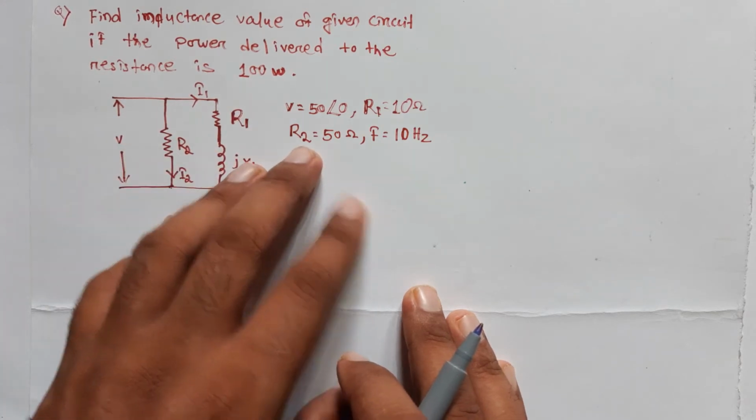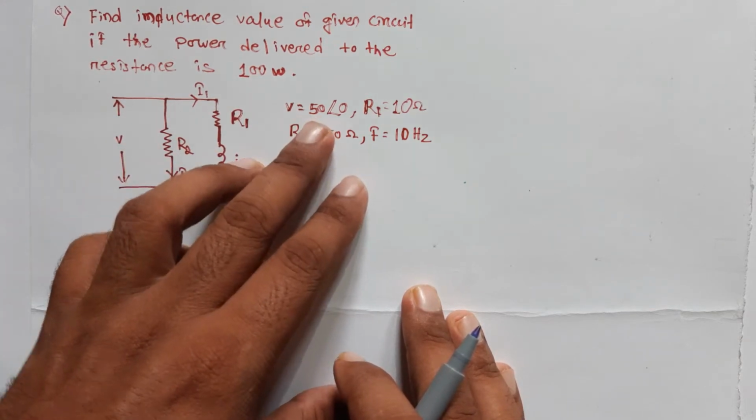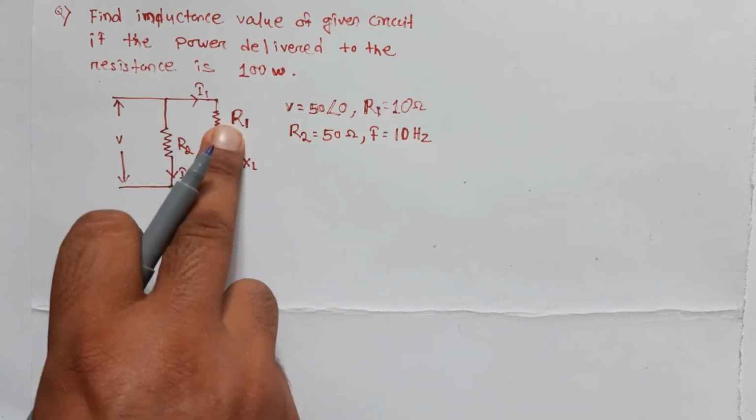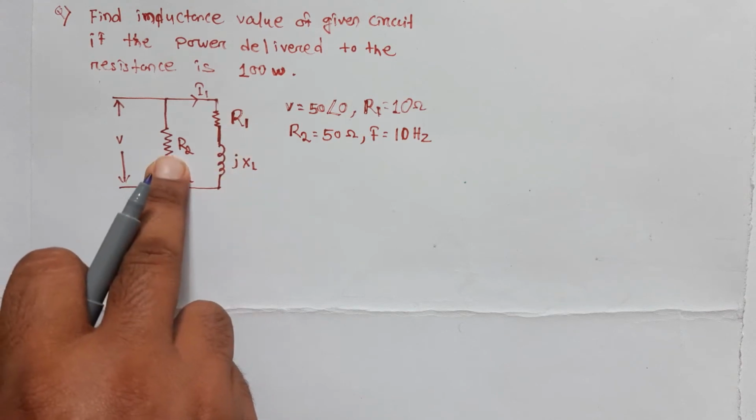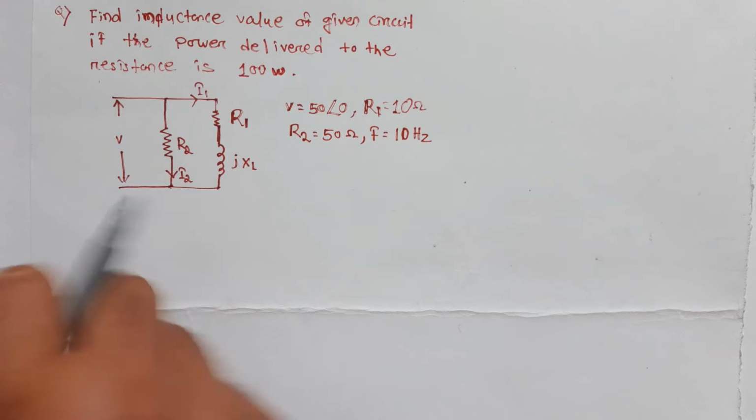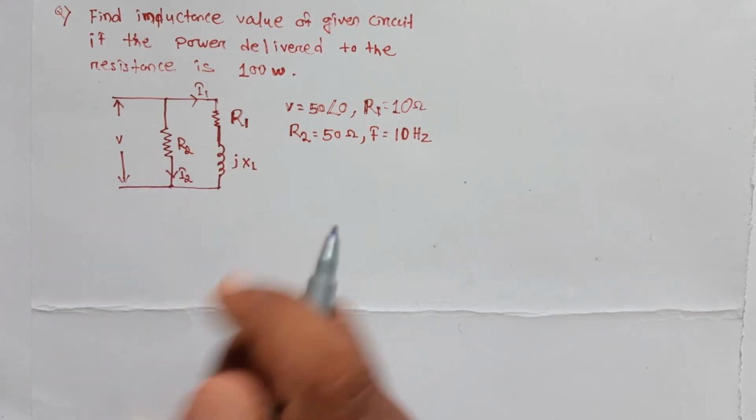Given that the voltage is 50 angle 0, the resistance R1 value is 10 ohm and R2 value is 50 ohm, and the frequency is 10 hertz. We need to find this L value.